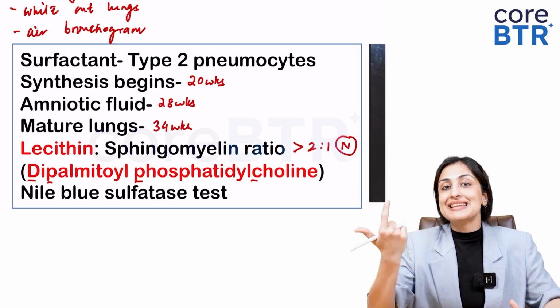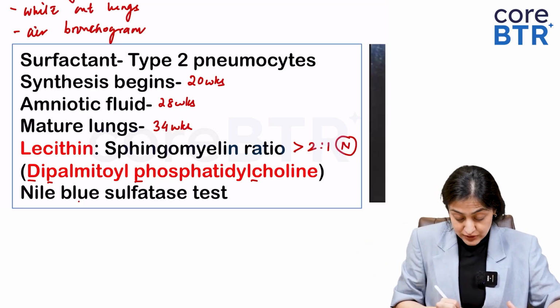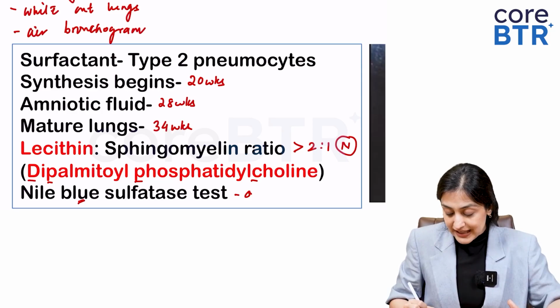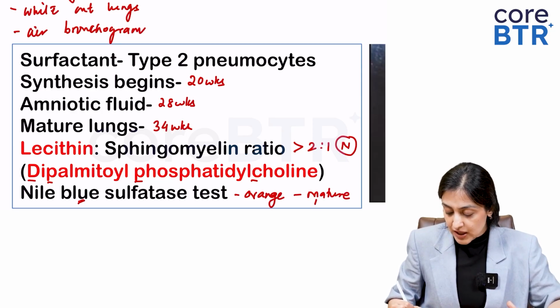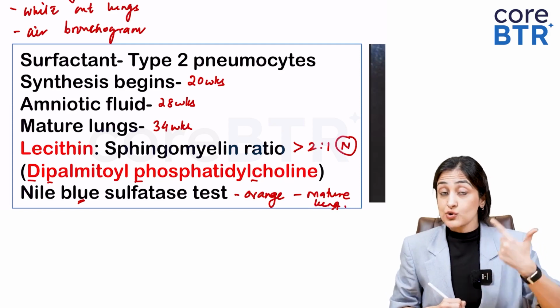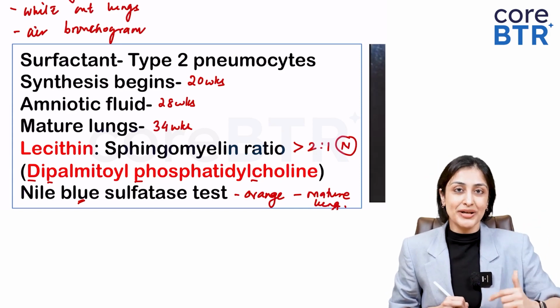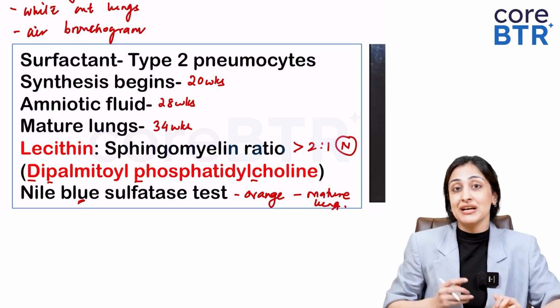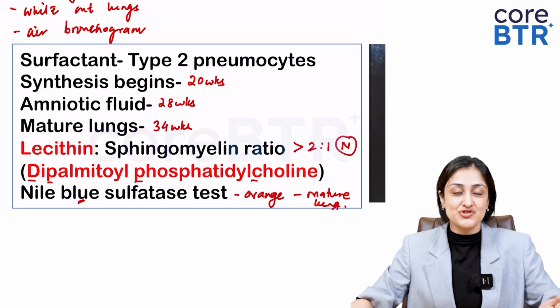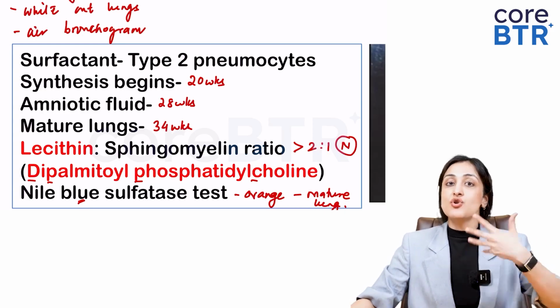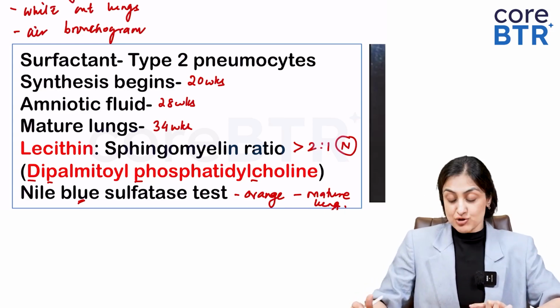We stain with the Nile blue sulfate test. So here, blue se mix nahi hona. If it is orange cells, they represent mature lung cells. So maturity is on orange cells, okay, not blue. And that's what they've asked, a very old question, that blue cells indicate lung maturity. No, it's a very trapping question, right? Because the name is Nile blue. So it's orange which indicates lung maturity.